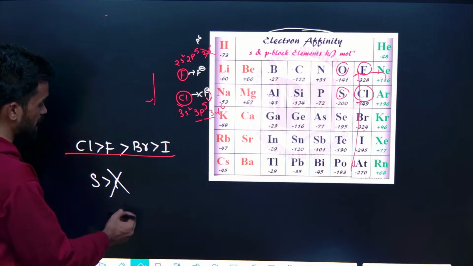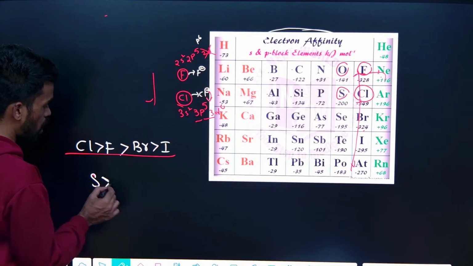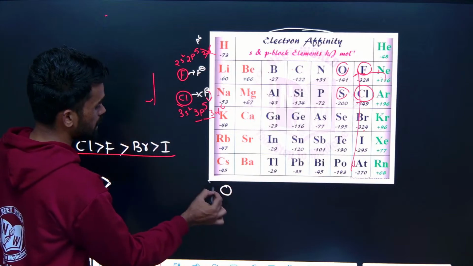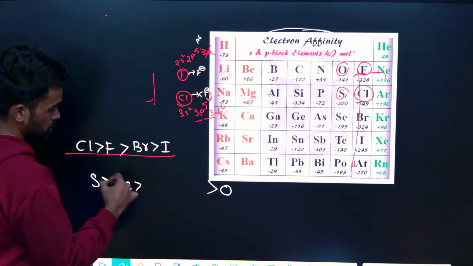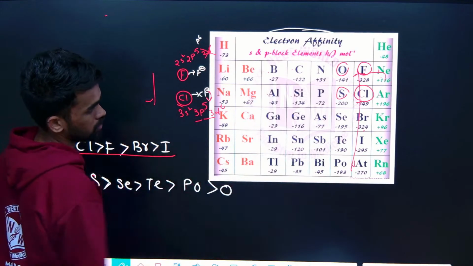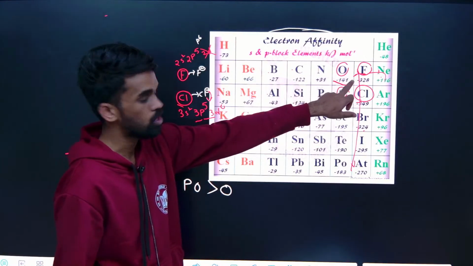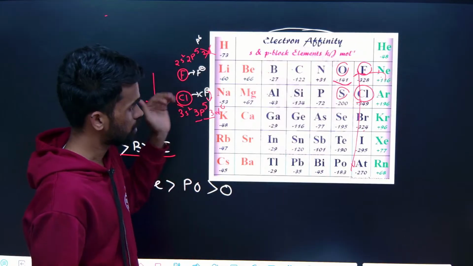Here oxygen is exceptionally weak. So exceptionally less for oxygen, so keep oxygen at the last. Sulfur, selenium, tellurium, polonium, like this. Exceptionally less, see, for oxygen due to small size. Okay, next. Is that clear?